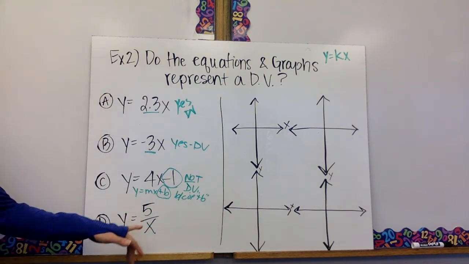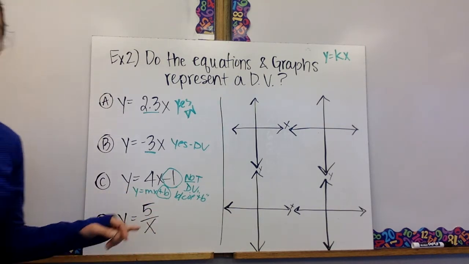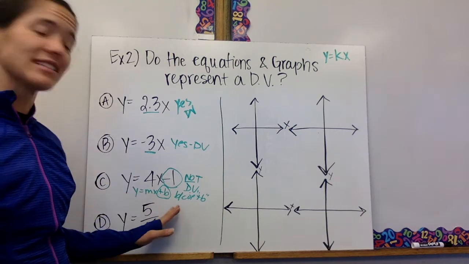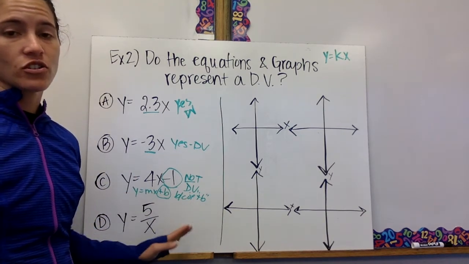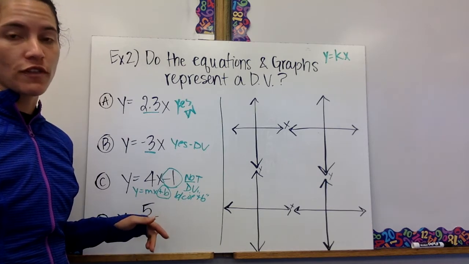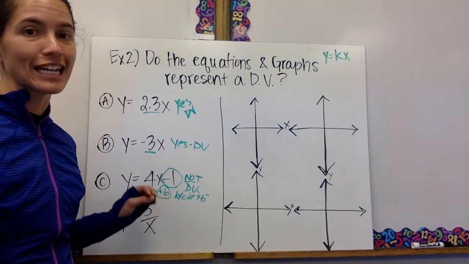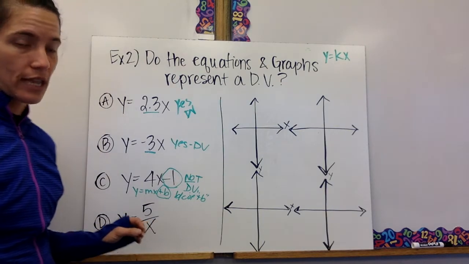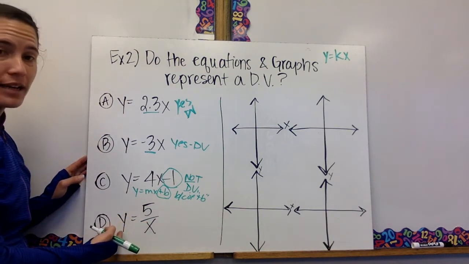Letter D looks a little different. So if you look at it and you're like, well, I'm not sure. It doesn't have a plus or a minus. So we see that it doesn't have a plus or minus, but the x is in the denominator. And if you're not sure if that's okay, let's see if we can get it in the form of y equals kx. I already have y by itself.